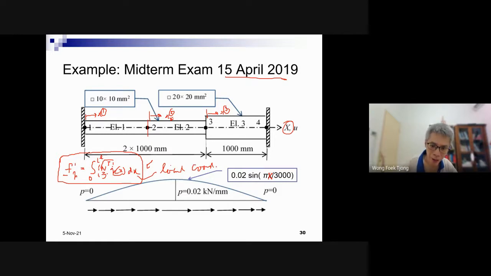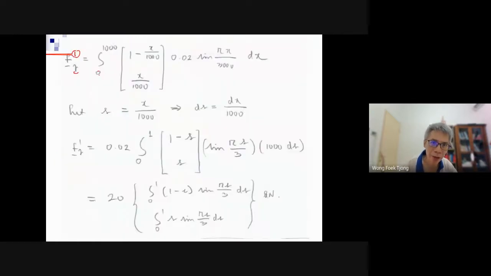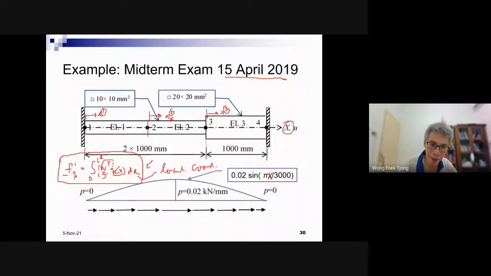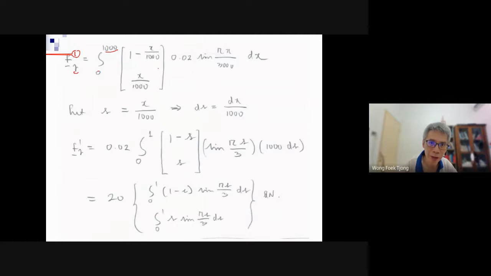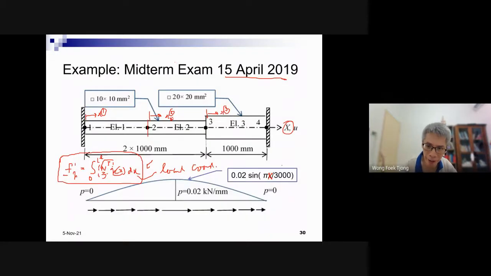So the shape function is standard, right? From 0 to 1000, 1 minus x over L, the element length is 1000, okay? The shape function is easy because it's standard, but please remember, this is the local coordinate system. So the loadings, can we copy directly? Yes, because the coordinates coincide. But be careful when we calculate the second element.